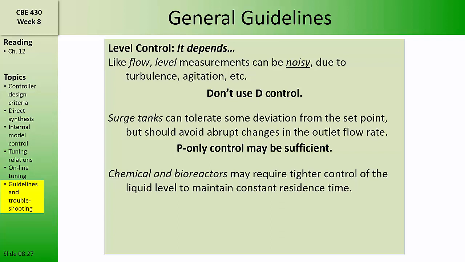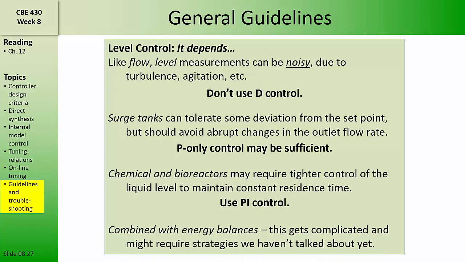Chemical and bioreactors may require very tight control of the liquid level to maintain constant residence time. In this case, PI control should be used to eliminate steady-state offsets. When combined with energy balances, level control gets complicated and might require strategies that we have not talked about yet, but that we'll get to later on in the semester.